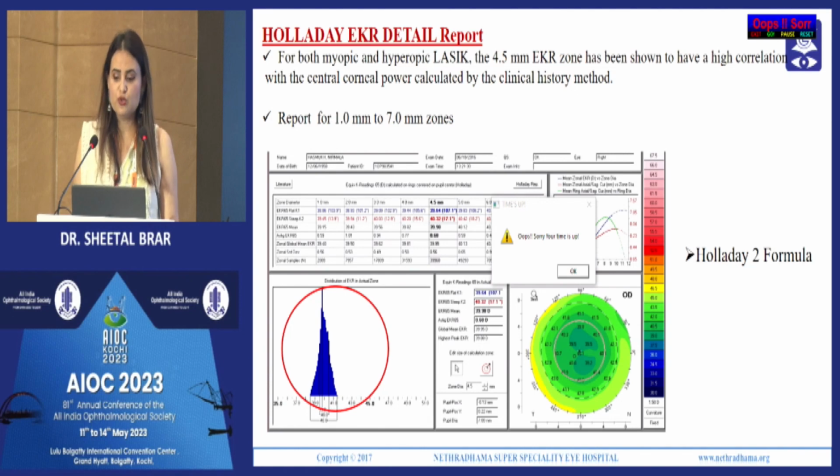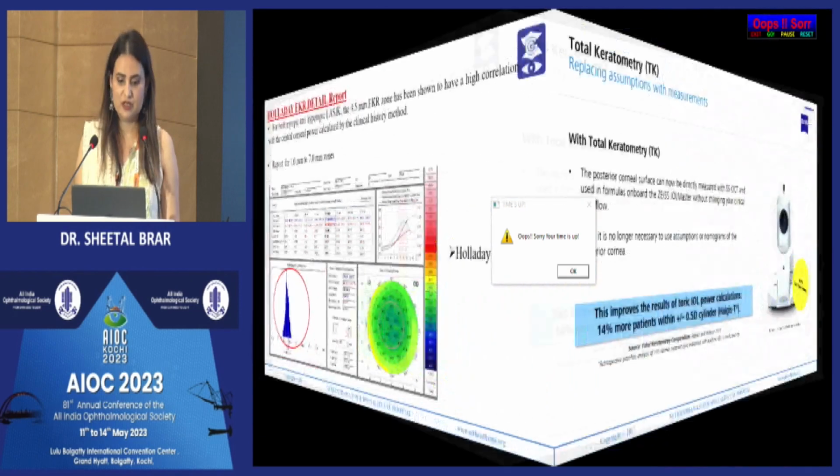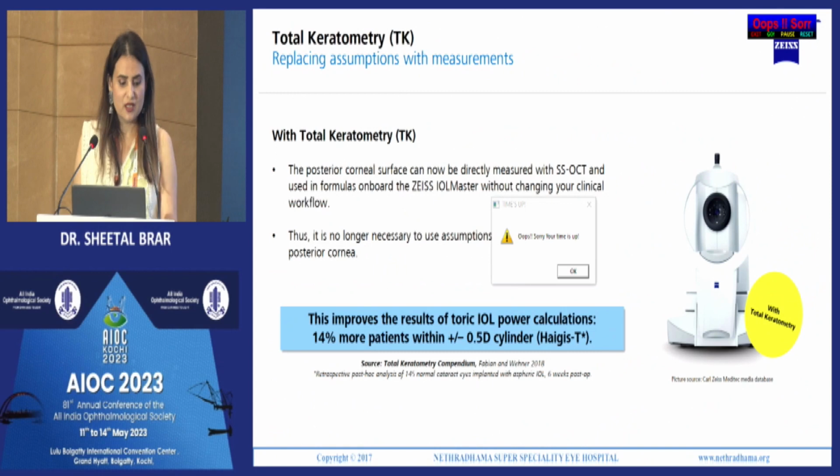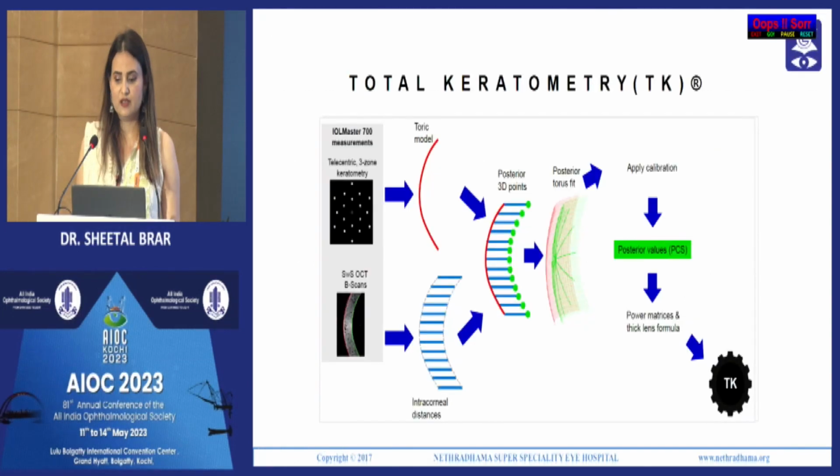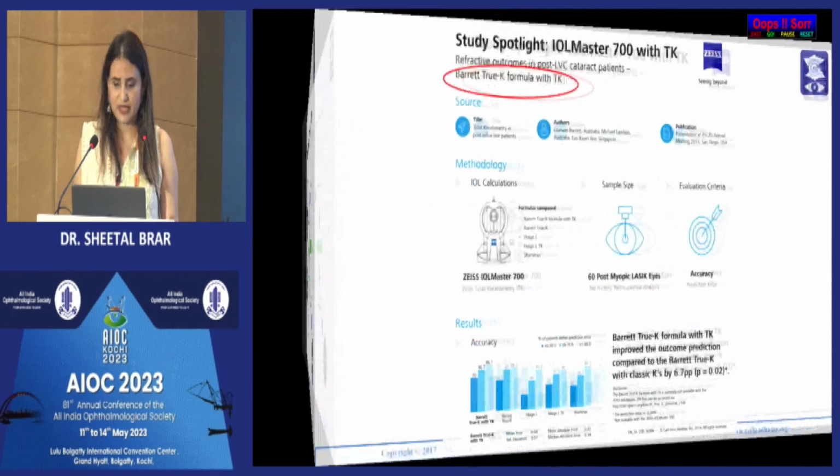And you need to use a Holiday 2 formula with this report. Then we have the total keratometry. I think Dr. Shreyas has already discussed this, so I'll not go into details on how it is calculated. Basically here, you don't have to assume the posterior curvature. You already directly measure the posterior curvature, so it provides better accuracy.